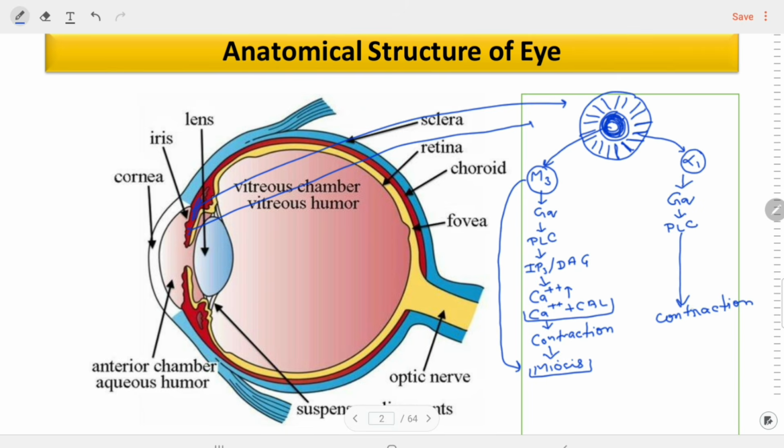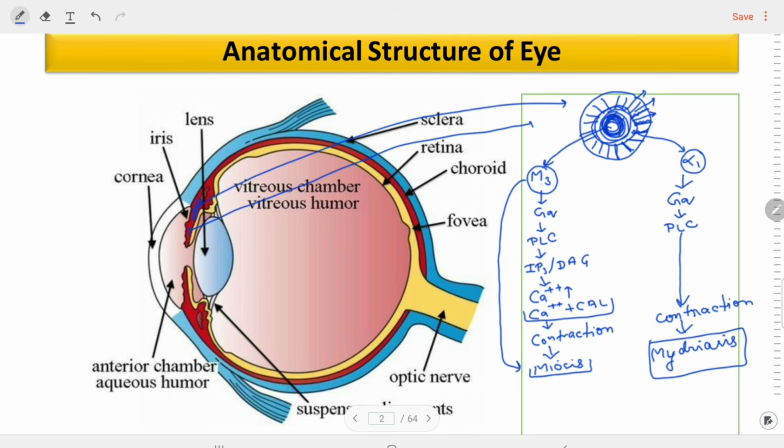If the radial muscles are contracted, they contract like this. The contraction in the radial muscles causes the movement of the muscles in the outward direction, and that leads to the dilation of the pupil, not the constriction. The process is the same, the outcome is the same, but the final effect is different. It will lead to mydriasis. So contraction of the radial muscles leads to mydriasis.